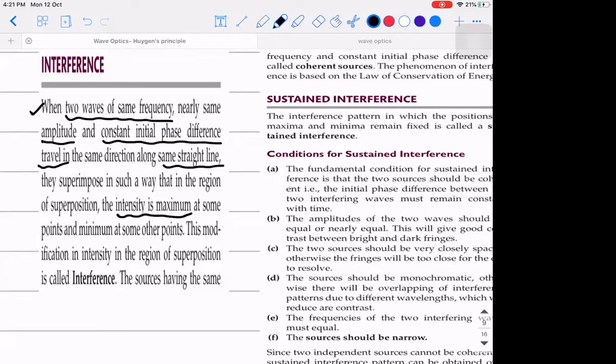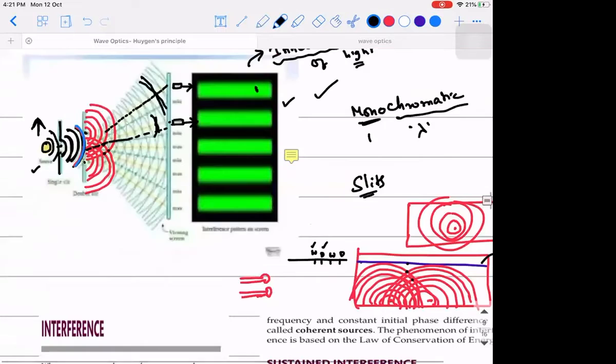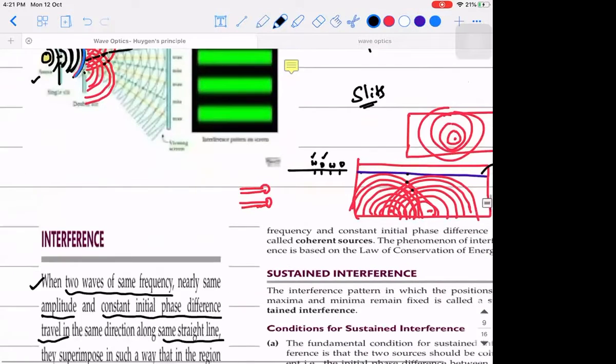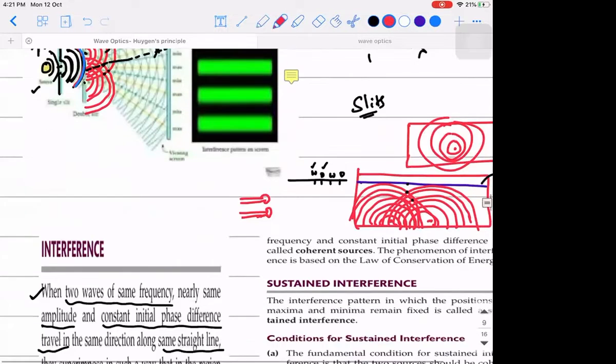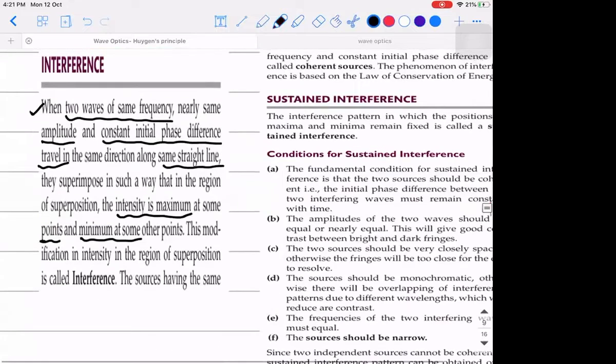So the intensity is maximum at some points and minimum at some points. That's what is happening. Maximum, minimum. I cannot write it. Minimum. Okay. So if this kind of a phenomenon happens, that is what we call interference.